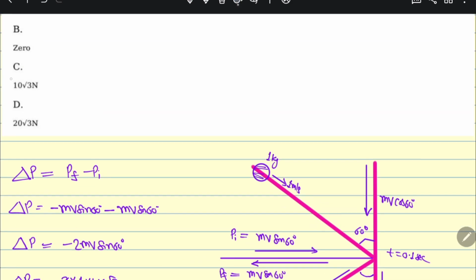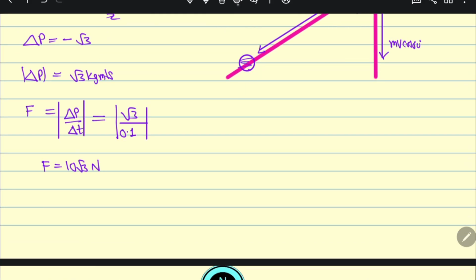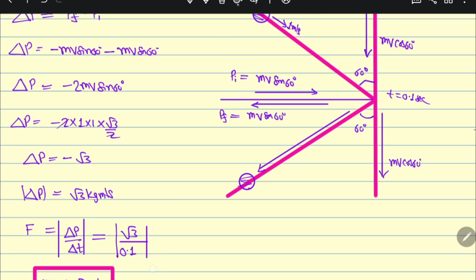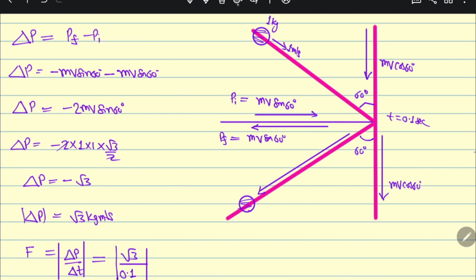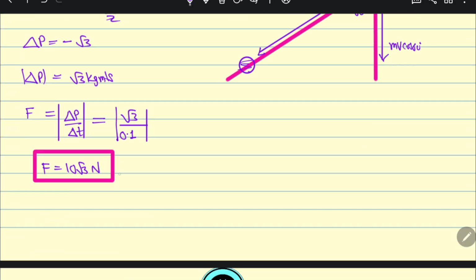So 10 root 3 Newton. Okay. 10 root 3 Newton. So which option? Option C is correct.